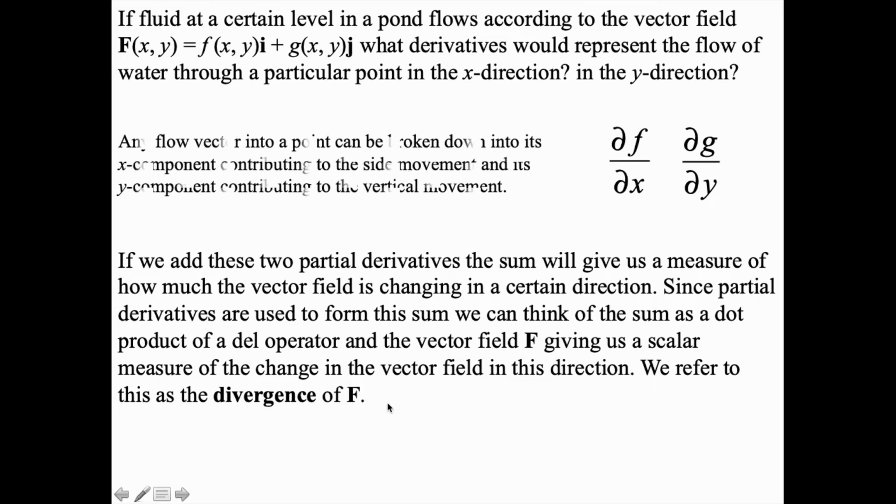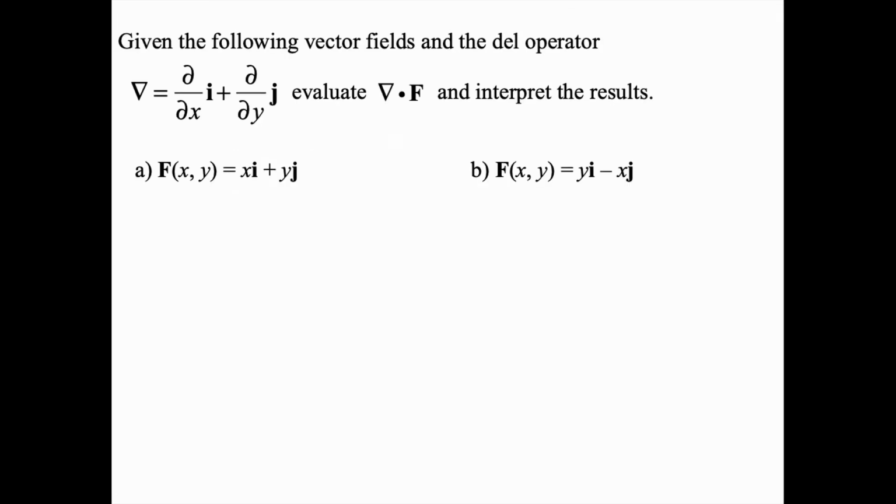So keep this key point in mind. Any flow vector into a point can be broken down into its x component, contributing to the side movement, and its y component, contributing to the vertical movement. So now that we've got the definition of the divergence of a vector field, let's see if we can have some more conceptual understanding about what actually is going on here.